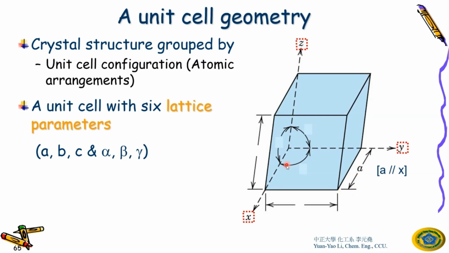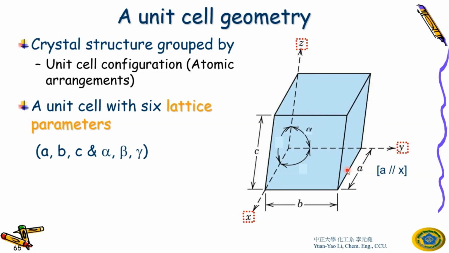The edge length parallel to the y-axis is called B. The edge length parallel to the z-axis is called C. So you need to know this definition before you address any spheres or any points in space in this unit cell.